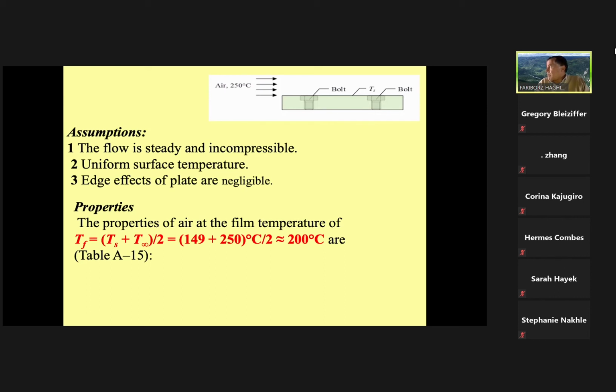Let's go and look at A15, the end of the textbook, to see what is the conductivity, what is the Prandtl number, and what else we needed. Kinematic viscosity. Please use table A15 to look at these physical properties.